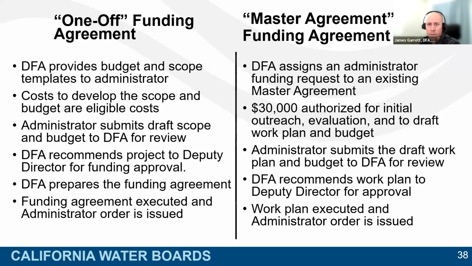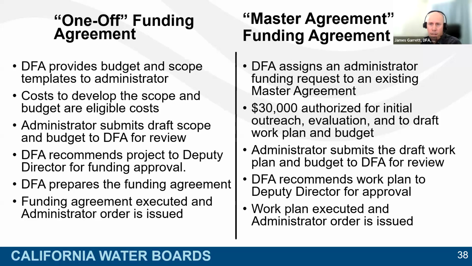I'll also mention here that prior even to this first step for funding, in the process of identifying the administrator, DFA will have already conducted an eligibility review to identify potential issues with being able to enter into a funding agreement with the administrator. We want to identify any of these potential issues ahead of time while the public process is still moving forward. So that eligibility review for funding includes looking at the administrator's financial statements. We would look at their business status, also review for any potential conflict of interest, and also confirm that the administrator carries the minimum recommended insurance.